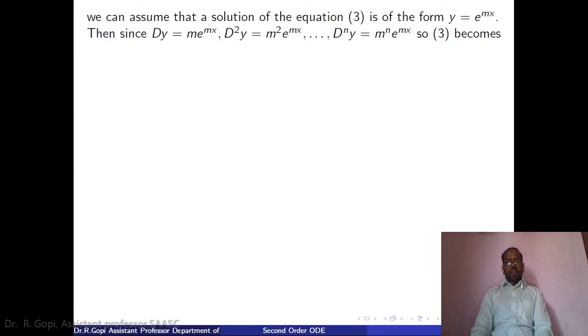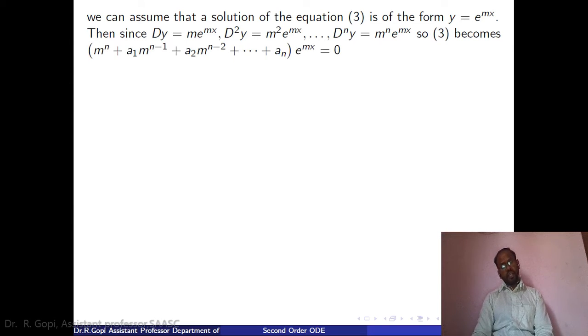We can assume that a solution of equation 3 is of the form y equal to e^(mx). Differentiating y with respect to x, Dy equals m e^(mx), D squared y equals m squared e^(mx), and so on. So D^n y equals m^n e^(mx). Substituting these values in equation 3, we get (m^n plus a1 m^(n-1) plus a2 m^(n-2) plus and so on plus an) e^(mx) equal to 0.